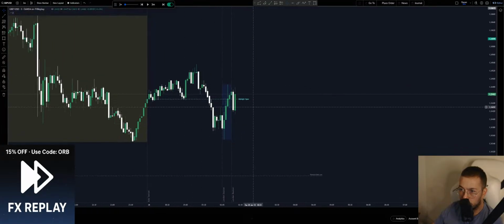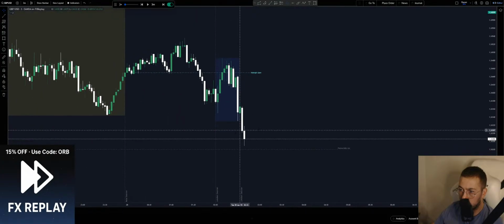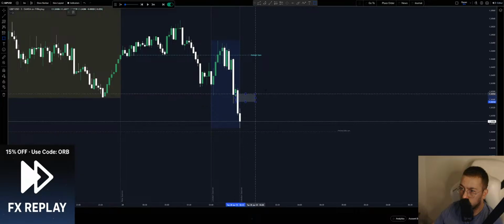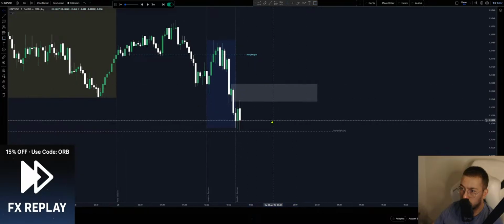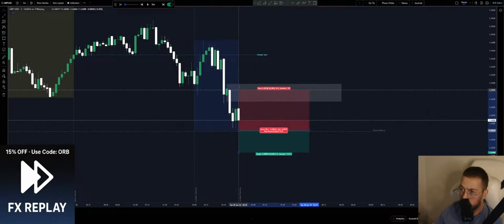Still we have no clear structure. Now we have change of character and then break of structure. We have also a supply zone waiting for us. We did retest that zone. We have a stop order here.